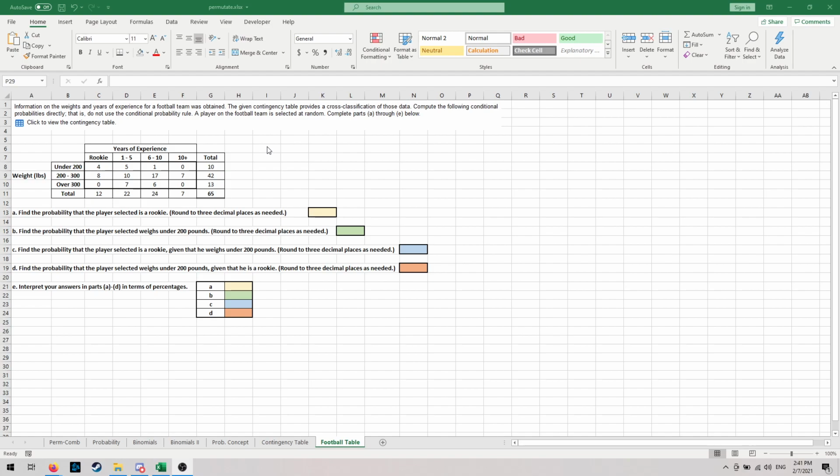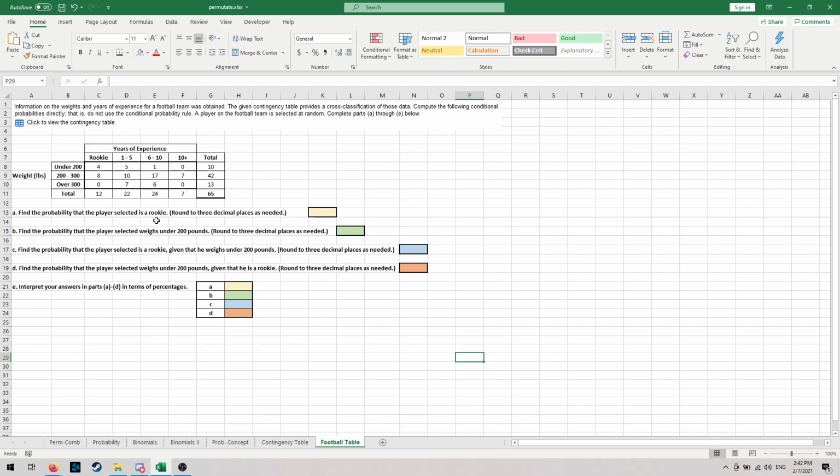So in this question, we're given the weights and years of experience for a football team, and this football team has 65 total players. We've got all of the weights and years of experience arranged in a contingency table, which you could click here to view, but obviously that's on Pearson. So I've recreated the table here in Excel. And we're asked to find out certain probabilities in parts A through D.